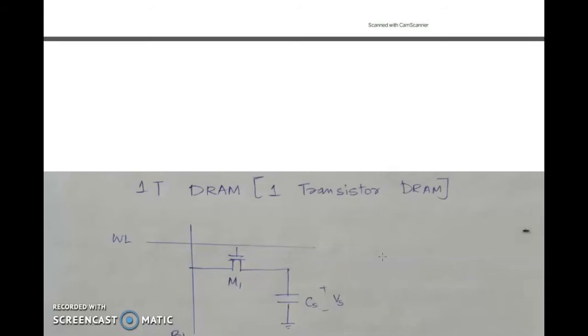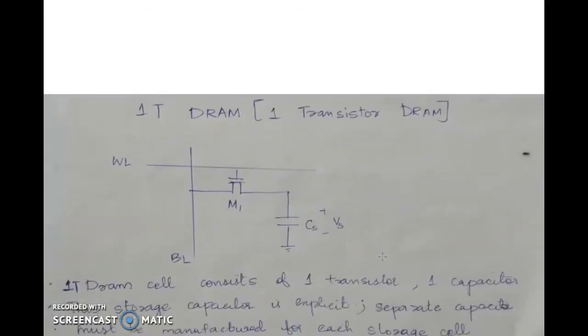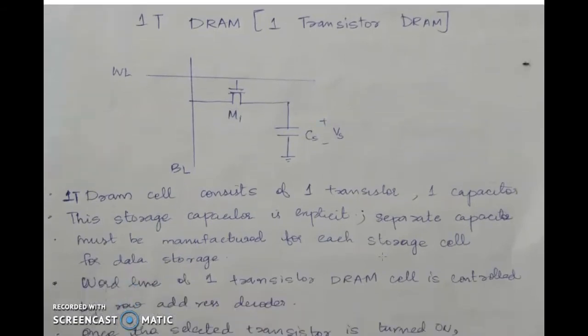DRAM is called dynamic RAM because, as I told earlier, it requires periodic refreshing after every few milliseconds. That's why it's called dynamic RAM. So now let's see the 1 transistor DRAM.